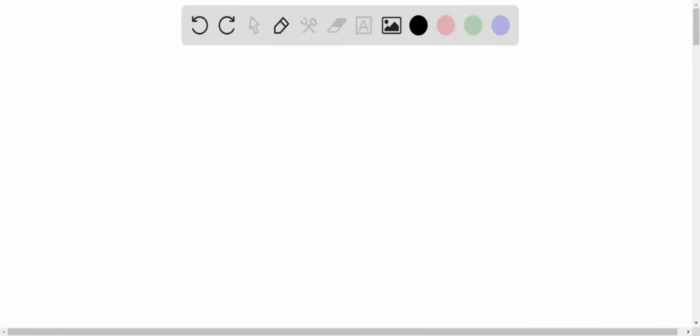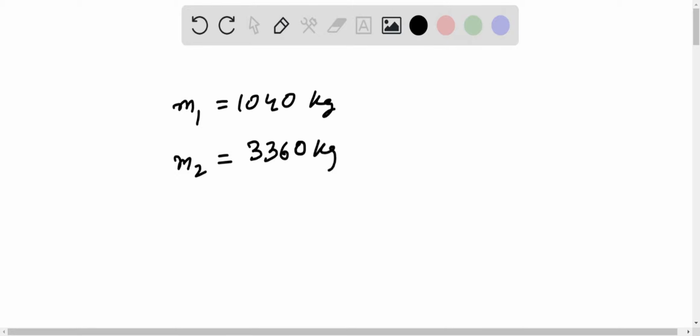So here we are given that a car, let's say M1, which has a mass of 1040 kgs, and a truck, M2, let's say, which has a mass of 3360 kgs, undergo a perfectly inelastic collision. That means after the collision they move as a single mass.